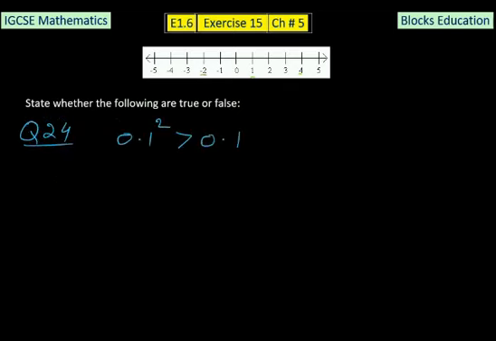In question number 24, 0.1 square greater than 0.1. 0.1 square, as we know, is 0.01, and this is 0.1. It means that 0.01 cannot be greater than 0.1, because 0.1 is here somewhere, and 0.01 is here. It means that 0.01 in fact is less than 0.1. It means it's a false statement.